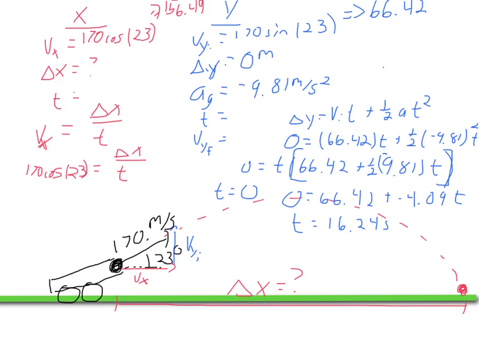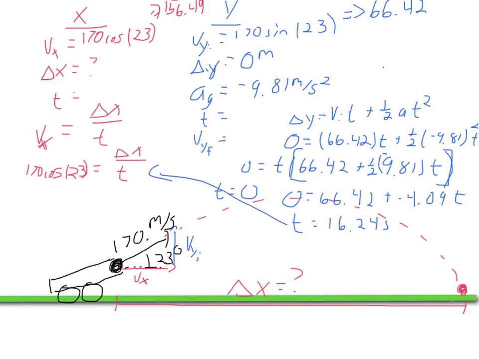Now let me remind you, the entire point of this problem is to find delta x. So the reason I solved for time was so I could take that time and plug in. So here it is. This is the time I'm going to want. This is the time associated with the landing, which is associated with how far it went. How far away did it land? So I'm going to use this time right here. I'm going to plug it in for t.